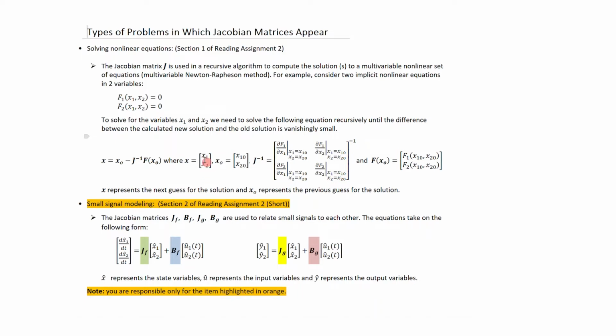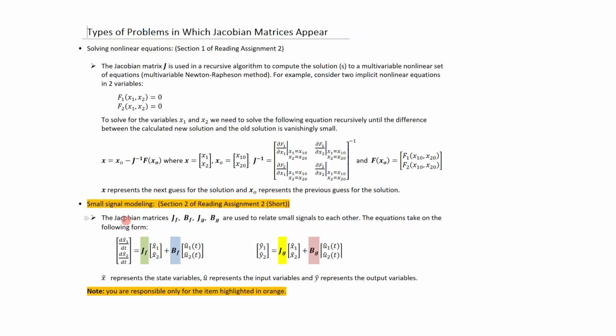We then take this x1, x2 and make it equal to x1 naught, x2 naught, and substitute back in, redo the calculation, and come up with a new x. We do that until the difference between x and x naught becomes vanishingly small. All right, so this is what we call the multivariable Newton-Raphson method.